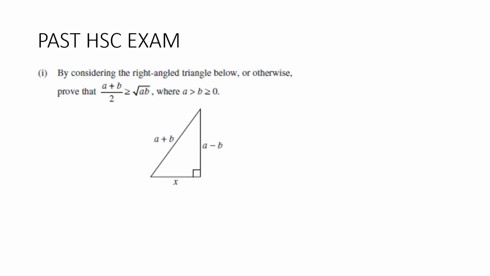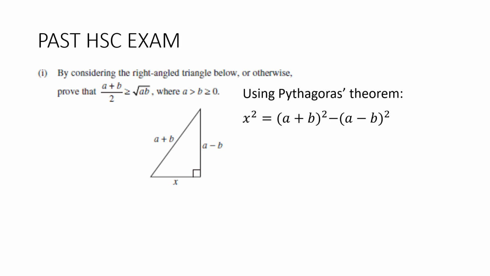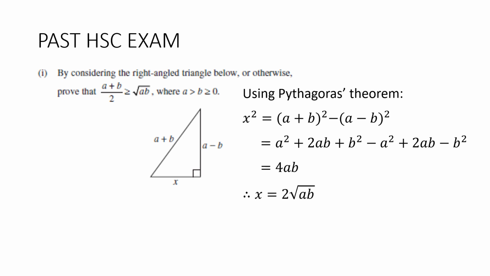Now let's do this question using the right angle triangle. What springs to mind when you see that triangle? Hopefully you're saying Pythagoras' theorem. Using Pythagoras' theorem we get x squared is equal to (A plus B) all squared minus (A minus B) all squared. Expanding it out and simplifying, x is equal to 2 root AB.